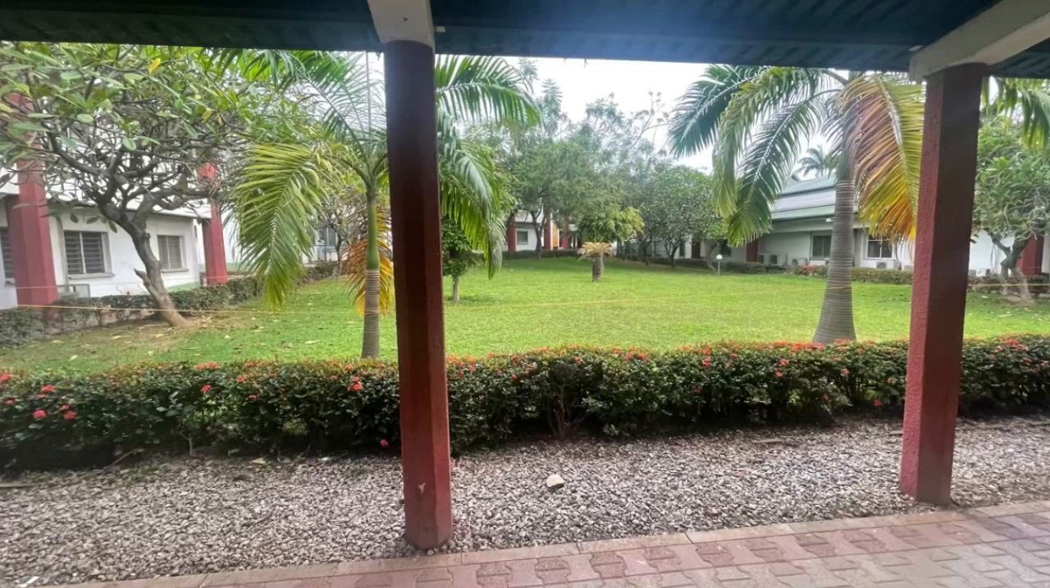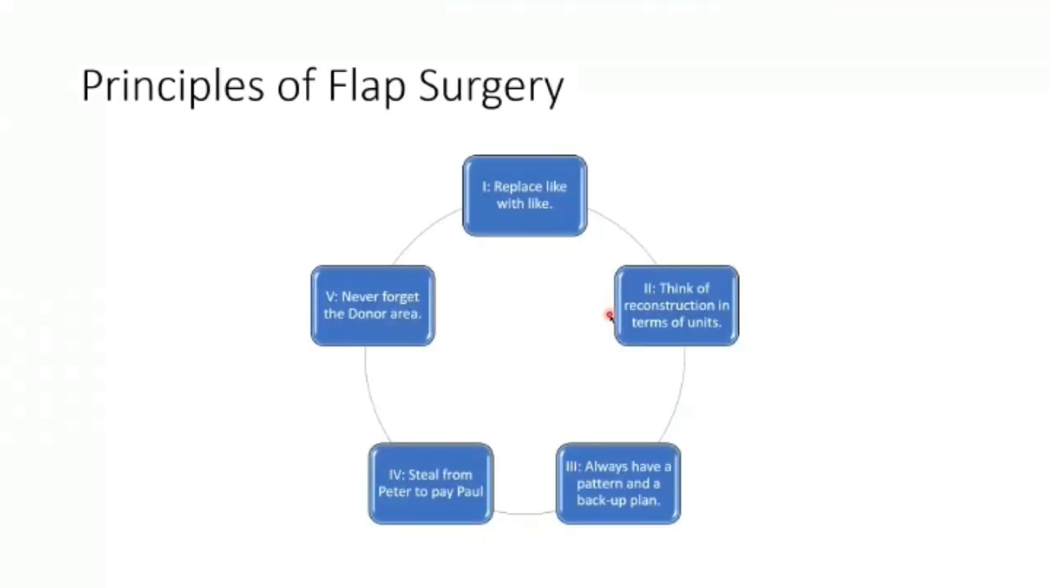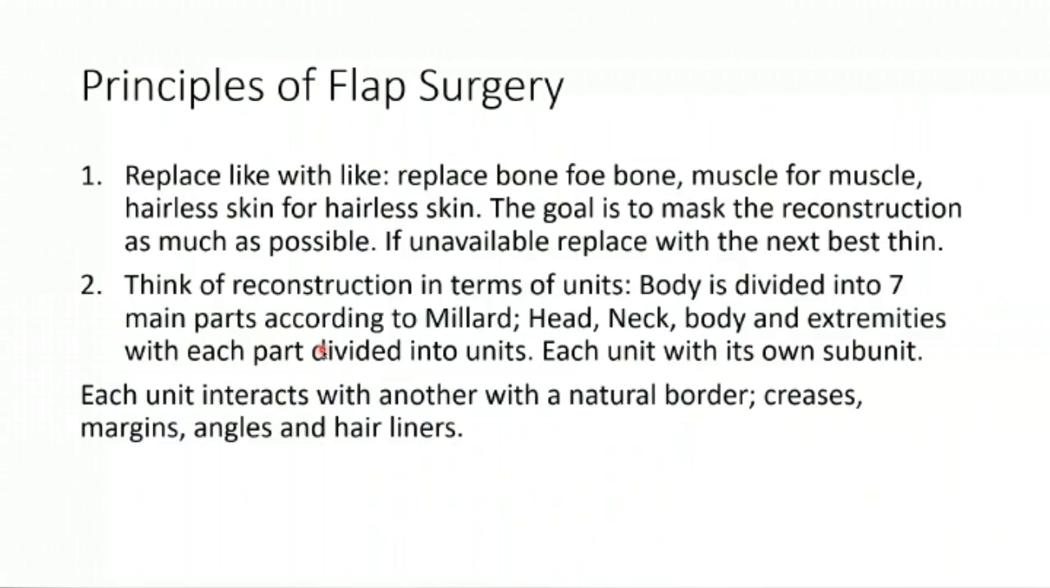Principles of flap surgery. There are 5 principles which we follow. The first is replacing like with like. The second is to think of reconstruction in terms of units. The third is to always have a plan and a backup plan. The fourth is stealing from Peter to pay Paul. And the fifth is never forgetting the donor area. For the first principle, which states that we replace like with like, the goal is to mask the reconstruction as much as possible.